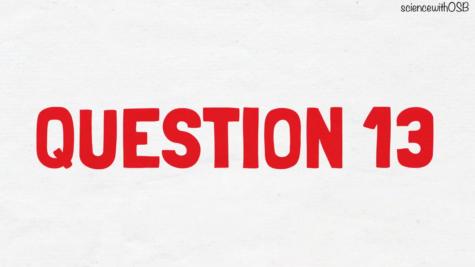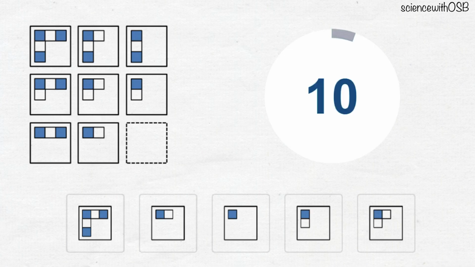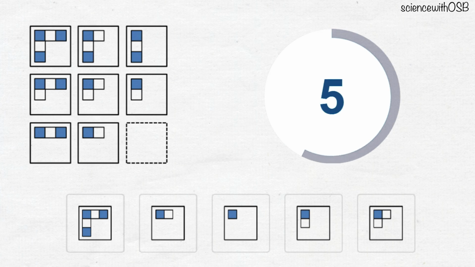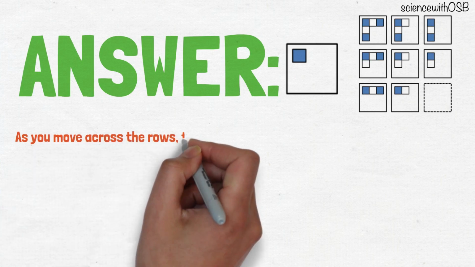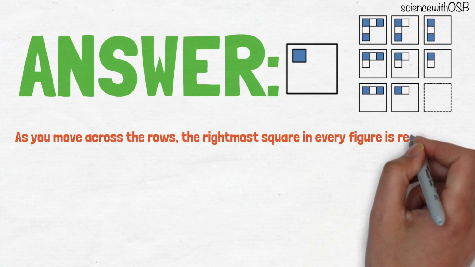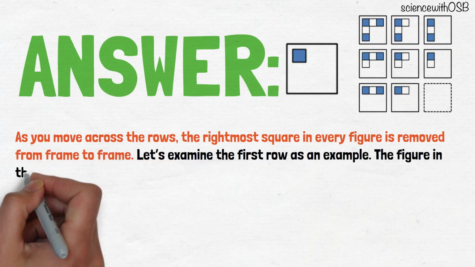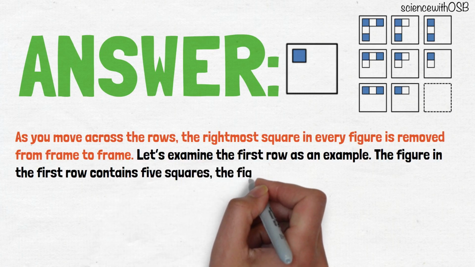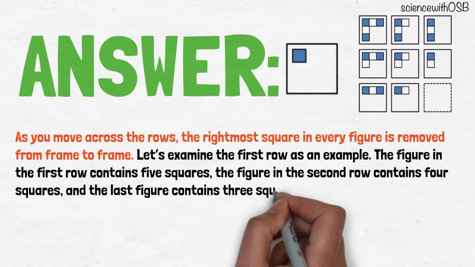Question number 13. The correct answer to this question is option 3. As you move across the rows, the rightmost square in every figure is removed from frame to frame. Let's examine the first row as an example. The figure in the first row contains 5 squares, the figure in the second row contains 4 squares, and the last figure contains 3 squares.